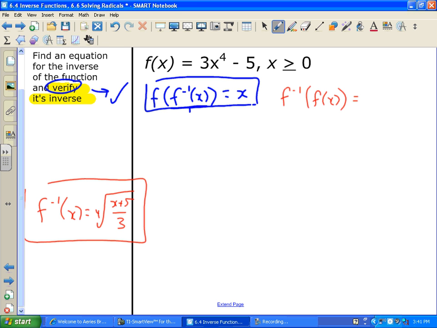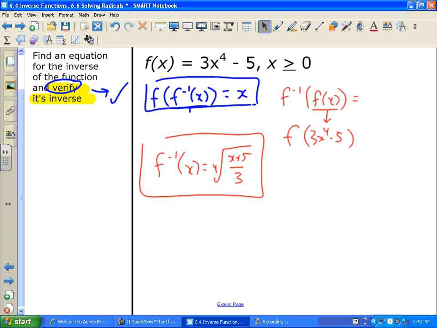This time I'm going to start with f of x. Say it with me. F of x equals 3x to the fourth minus 5. I need to find f of 3x to the fourth minus 5. Function composition. I now need to stick 3x to the fourth minus 5 into my inverse function over here.